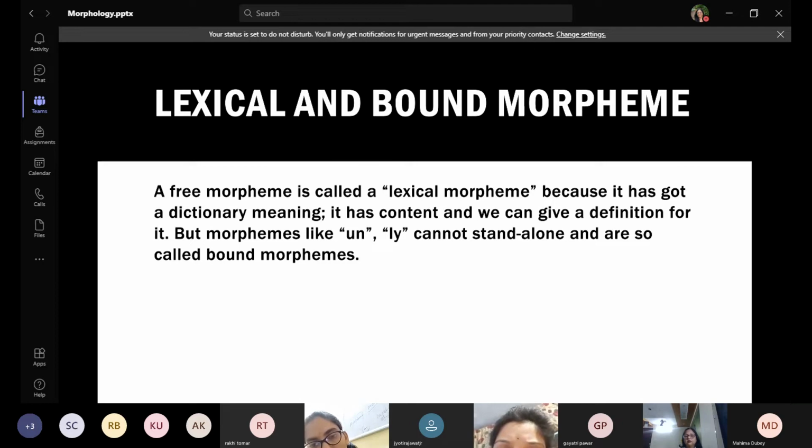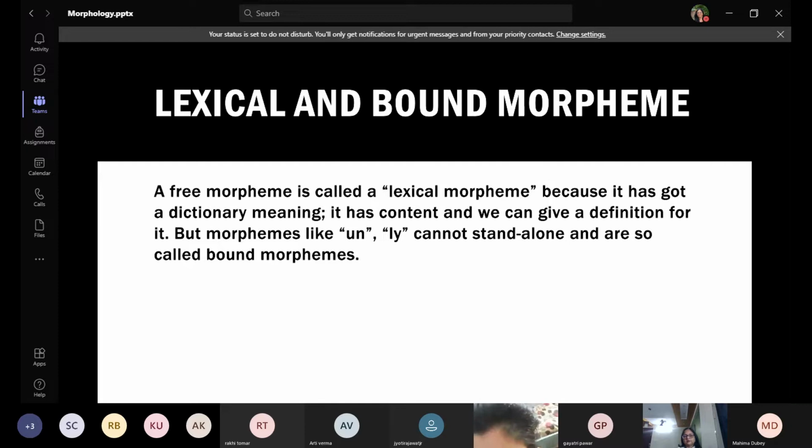What is sing? You can define what is sing. What is run? You can define what is run. What is eat? You can define what is eat. You cannot define in dictionary, you will not get ing, eating. Eat has a lexical meaning, but ing does not have a dictionary meaning. So such morphemes which do not have dictionary meaning and get meaning only when they are attached to lexical morpheme, such morphemes are called bound morpheme.